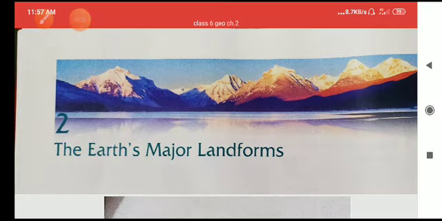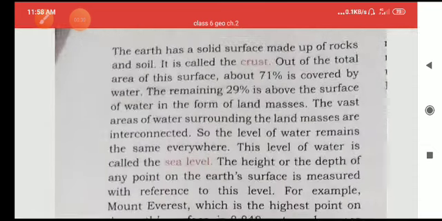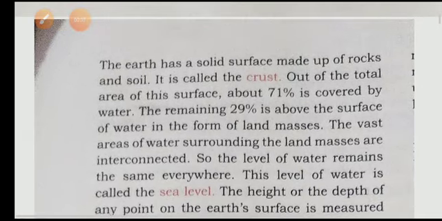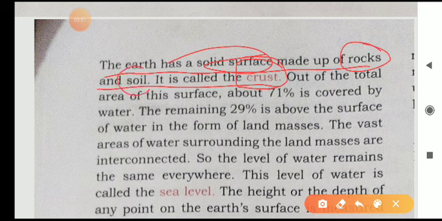Now we are starting with lesson 2, the Earth's major landforms. In this lesson, we will learn about major landforms on Earth. The introduction explains about the Earth's surface. As you know, the Earth's surface is solid. It is made up of rocks and soil. This part is called the crust. What is a crust? The Earth has a solid surface made up of rocks and soil. It is called the crust.